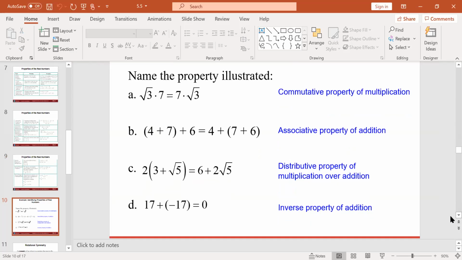Anywho, if you regroup addition like that, 4 plus 7, you do that first and then you add 6. That's the same as if you were to do the 7 plus 6 first, then add 4. Here, if you distribute this 2, that's the distributive property. If you add negative 17 onto 17 and it gets you to 0, get out of here. That's the inverse property of addition.